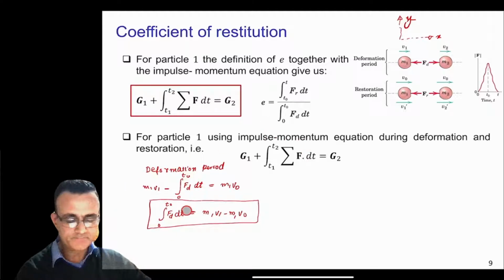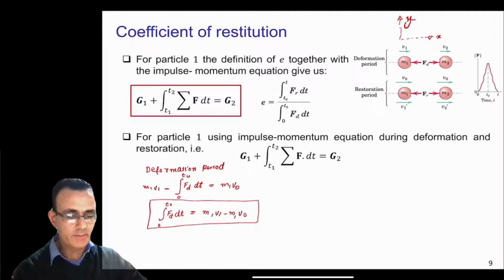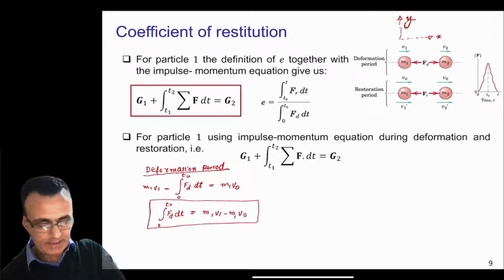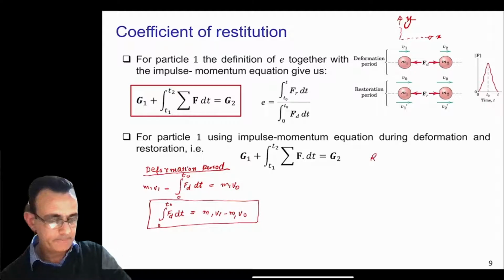Okay, now in addition to this, we can apply the same impulse momentum equation during the restoration period to particle 1. Again, we are applying this to particle 1. So this was the deformation period, and now we are applying this equation to the restoration period.